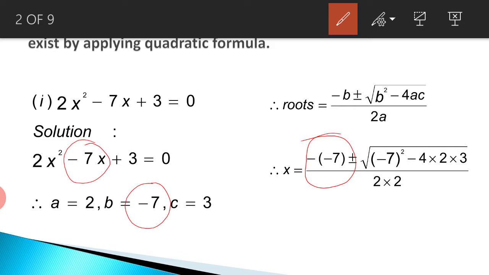Is it okay? So minus of minus 7 plus minus square root of minus 7 whole square minus 4 into 2 into 3 upon 2 into 2. So just substituting the values, that is coefficients of quadratic equation a, b and c. Is it clear?